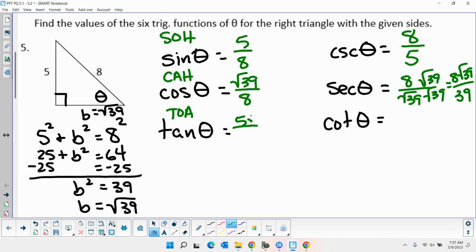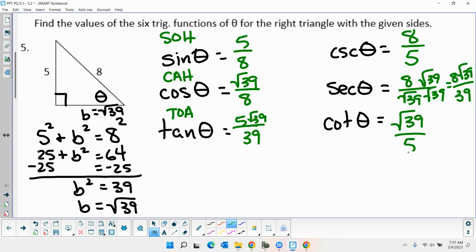So I have to, it's going to be that, then when I do what I did up here for secant. You guys with me on that? Because I have to rationalize that denominator. And then cotangent is adjacent, radical 39 over 5.